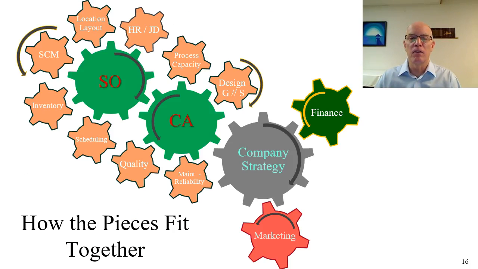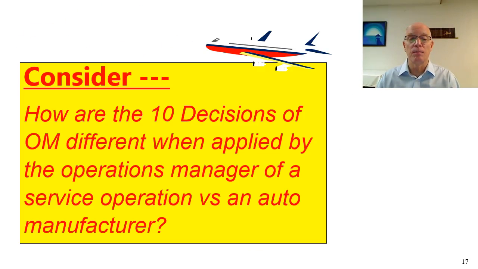How do these pieces fit together? Company strategy is key. I start with the company strategy. What is my reason for being? Why does my company exist? I have finance and marketing over here, but then I have this thing called a SOCA, two separate gears driving the whole thing, and I see my 10 decisions of operations management around the outside. So all these things have to be coordinated. We talked about that cohesion in the beginning, about how do I tie all these pieces together.